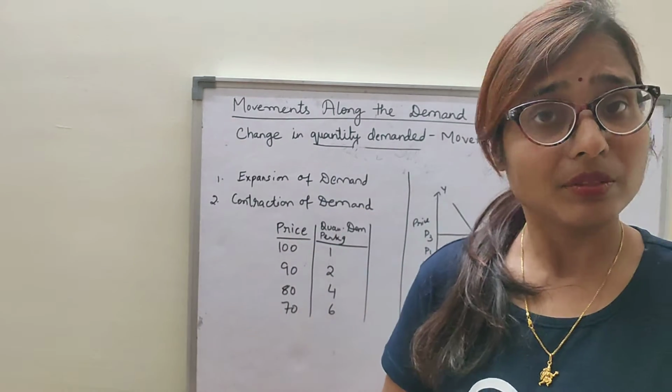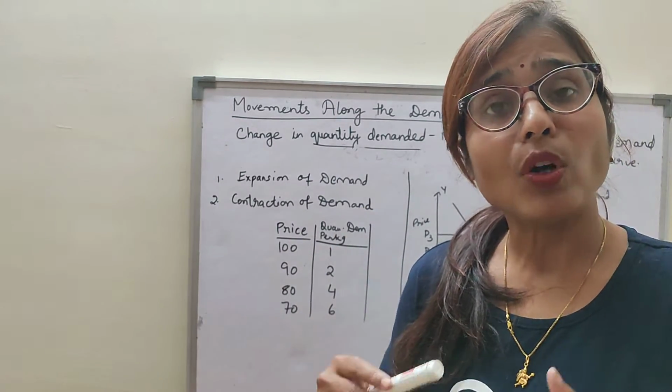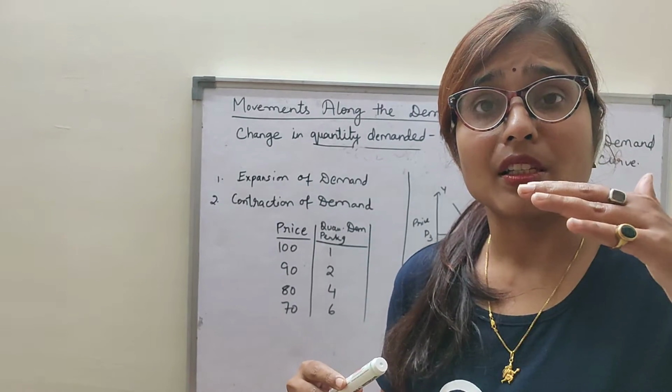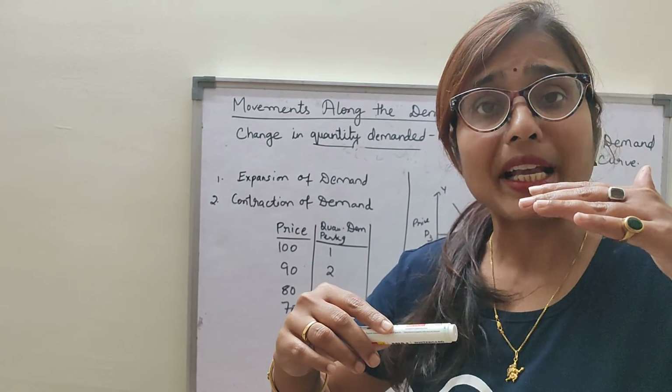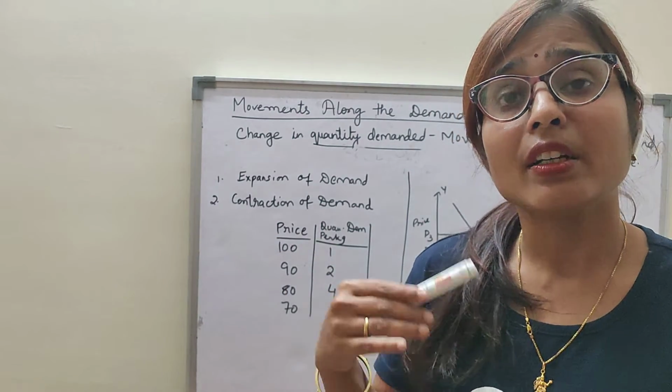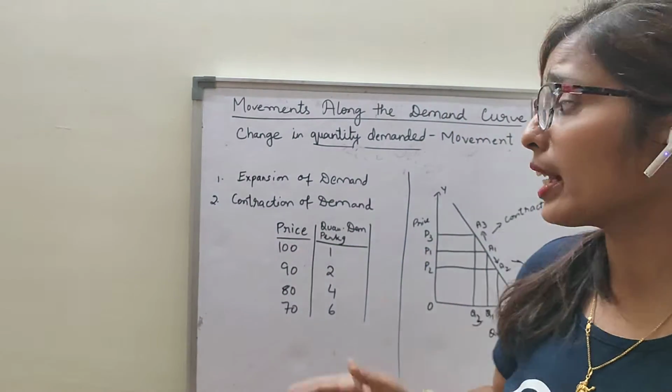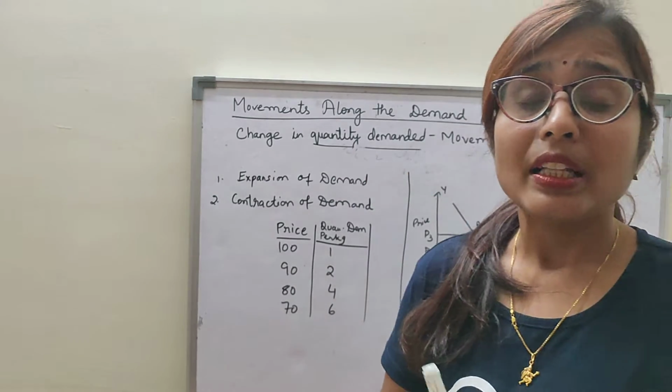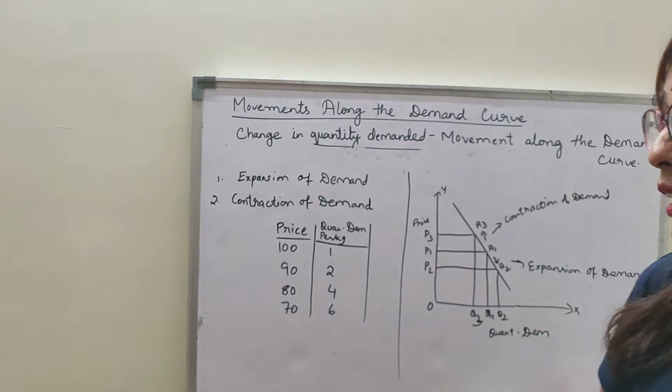Expansion of demand, let us understand. When quantity demanded increases in response to a fall in the price, keeping other factors constant, is known as the rise in quantity demanded or expansion of demand. Let us understand more with the help of a table.